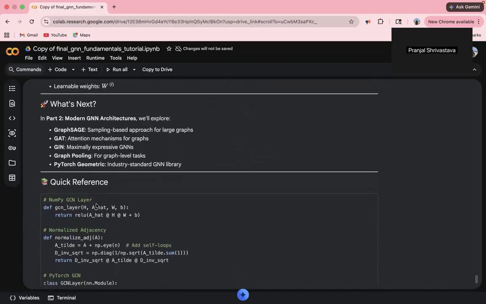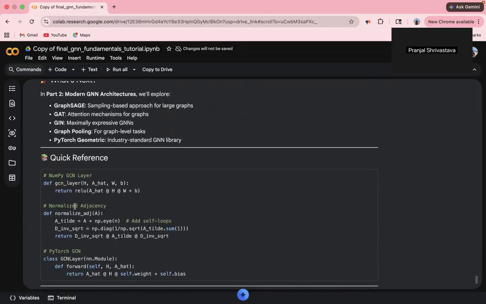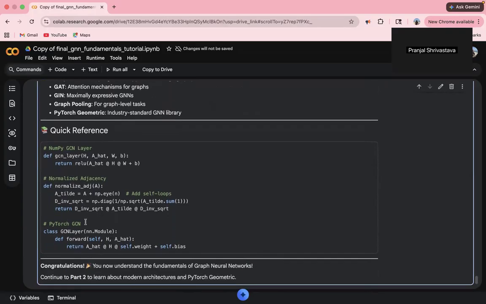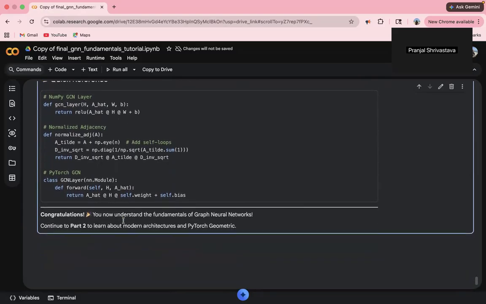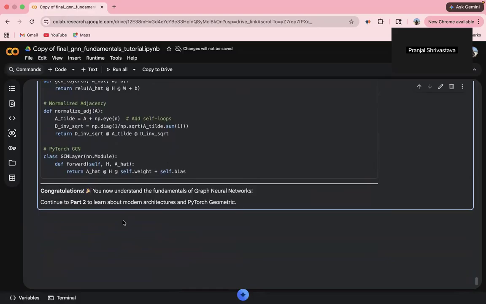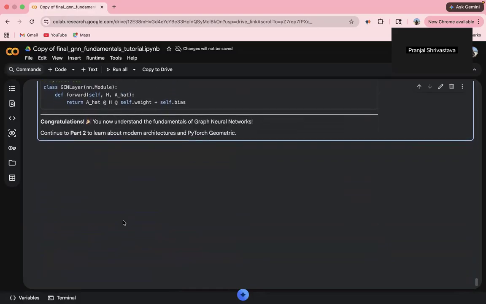GCN adds learnable weight matrices and normalized aggregation to make this trainable end-to-end. And on the Karate Club, a 2-layer GCN trained on just 17% of nodes classified 100% of the rest correctly, purely from graph structure. In part 2, we cover GraphSAGE, Graph Attention Network, and PyTorch Geometric.